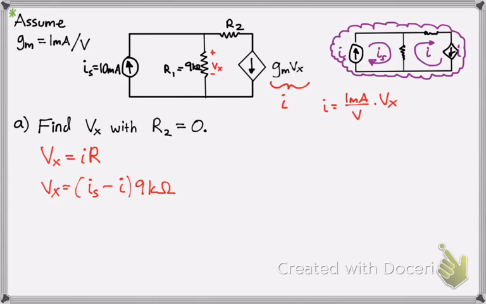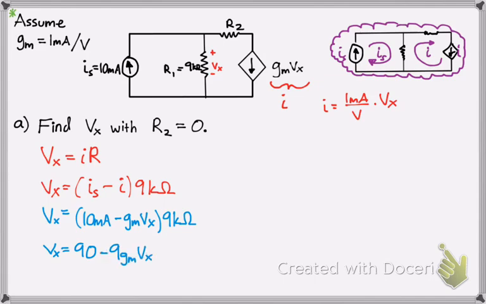Now we can simply plug in the information we know. We know the current source is 10 milliamps. Now we can replace I with gm Vx, right? That was what we defined as I. And then still multiply by the 9 kilo ohms. Let's distribute the 9 kilo ohms first. I'm just going to get rid of the units there. So we got 90 minus 9 times gm Vx.